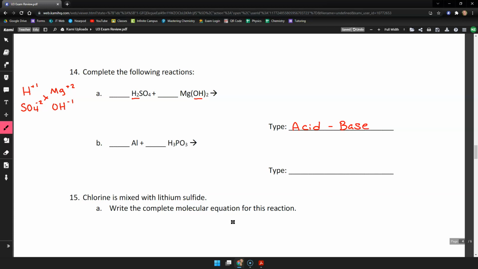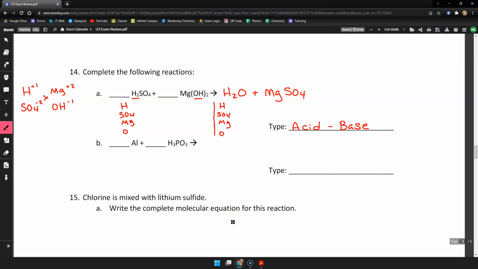Okay, so hydrogen will pair up with the OH, so this will be H2O. And then we have magnesium and sulfate. Sulfate's -2, magnesium's +2, so this will just be magnesium sulfate, MgSO4. Okay, to balance this, we've got hydrogen, sulfate, magnesium, and hydroxide. Whoops, scratch that. We're going to break up hydroxide, so we'll just need an O there. Okay, and then on the other side, we have hydrogen, sulfate, magnesium, and oxygen.